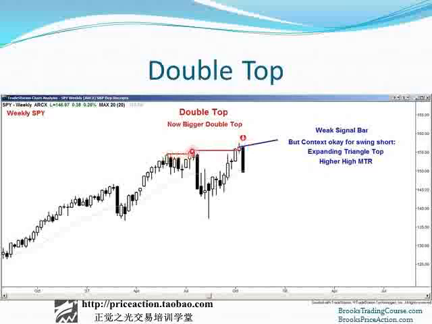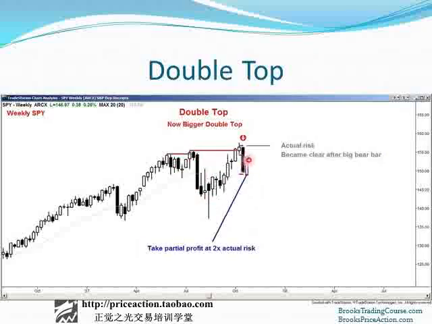We have a high, a higher high, and a higher high. We have a low and a lower low. So 3 pushes up. This is an expanding triangle. And every expanding triangle top is a major trend reversal, and usually a reasonable short. A weak signal bar, but the context is good for a short, an expanding triangle following very strong selling pressure.